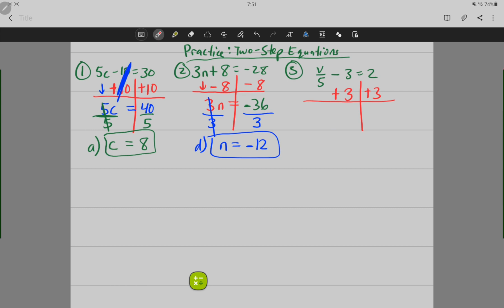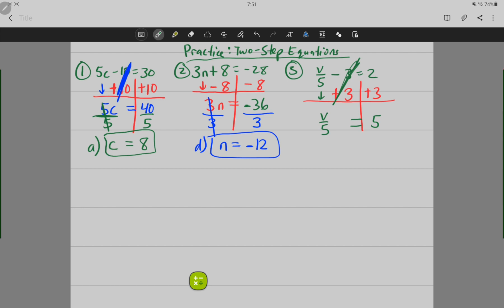Right now we haven't touched the v divided by 5. Let's just bring that down. So v over 5. Our 3's are going to cancel, since that's the 0 pair, negative 3 plus 3 is 0. Don't put 0, just cancel. Bring down our equal sign, and 2 plus 3 is 5. But we're not done yet.